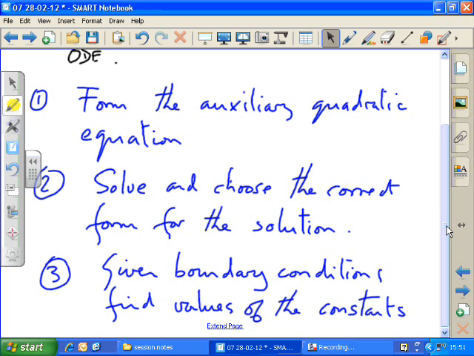All that leaves us to do now is part 3, which is given the boundary conditions, find the values of these constants a and b. But that's something we'll look at next time.